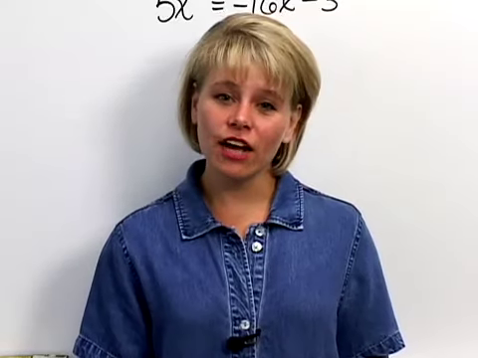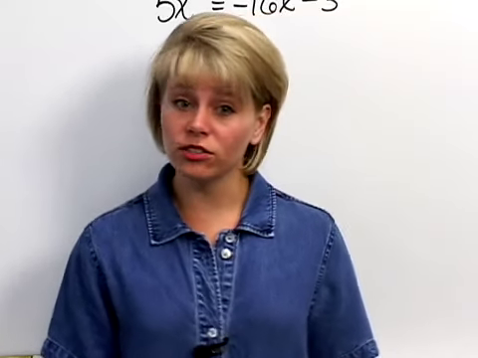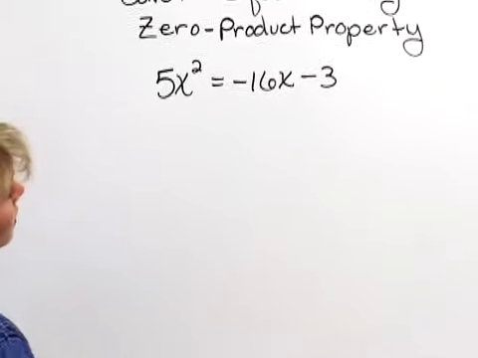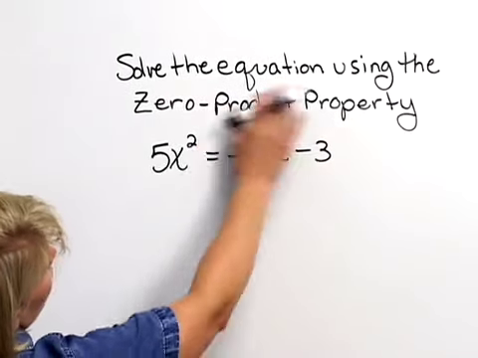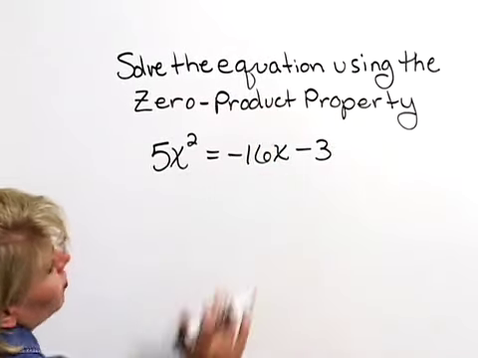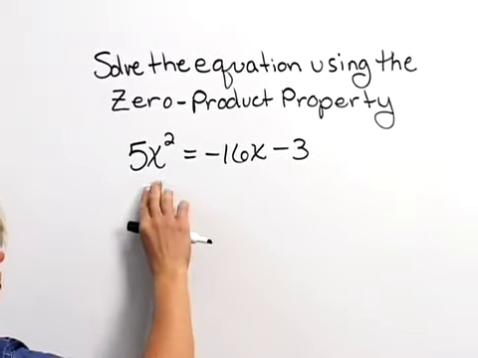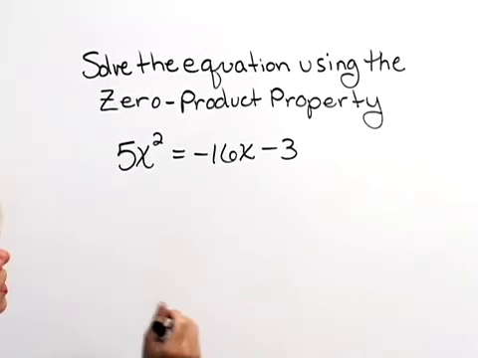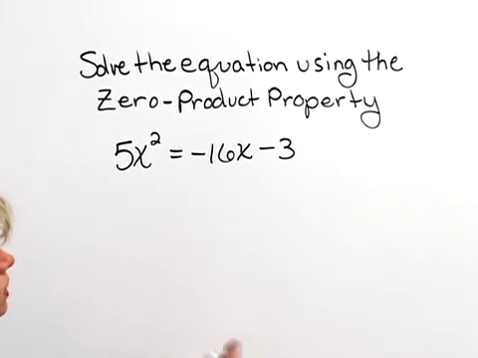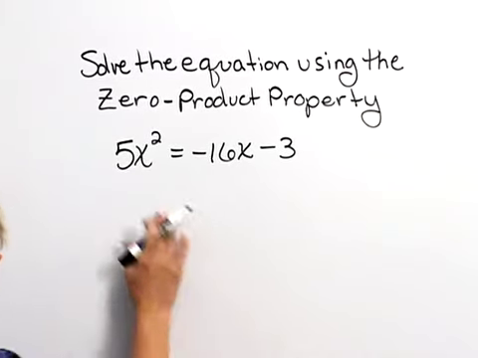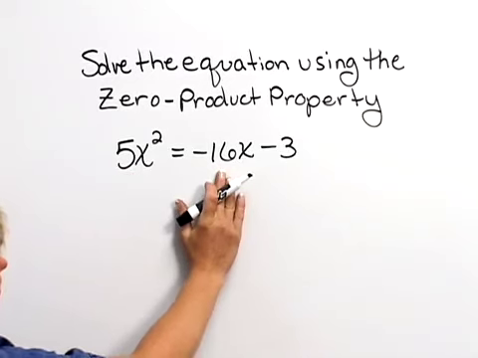Now let's take a look at how you can use factoring to solve some equations. For this particular one, we're going to solve the equation using the zero product property, which takes into consideration that if you multiply two things together and get 0, you will have to have one or the other equals 0, which means we first need this to equal 0.